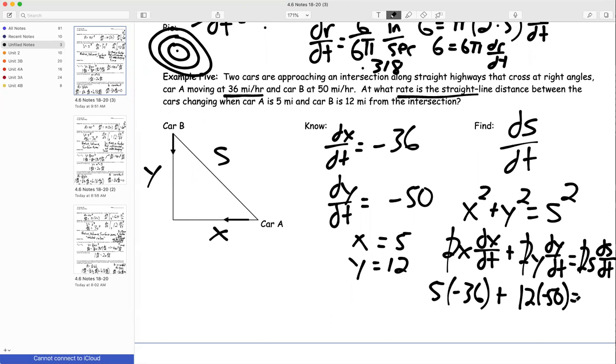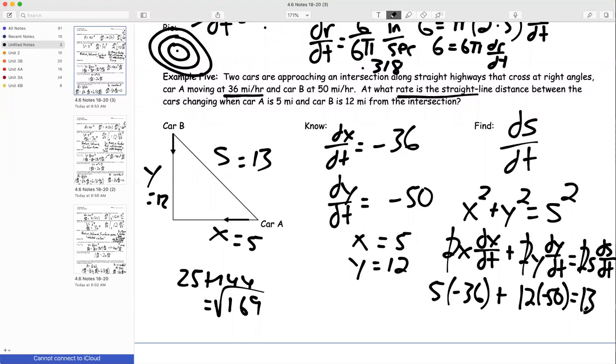And uh-oh, I have 2 missing variables. It's okay if I'm missing ds/dt because that's what I'm looking for, but what is S? Oh, I can find it. It's a Pythagorean triple, right? A 5, 12, 13 triangle. So look, 25 plus 144 equals 169, and we're taking the square root of that, which is 13. So I've got 13 ds/dt.